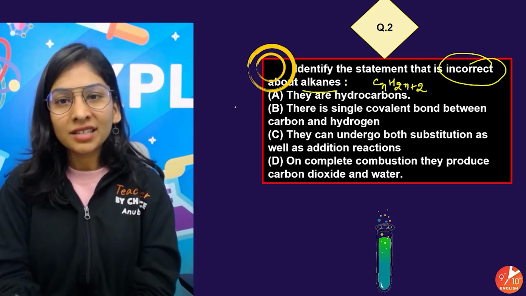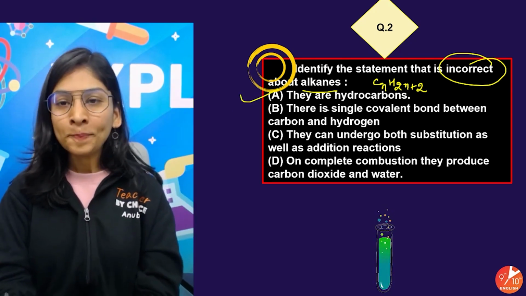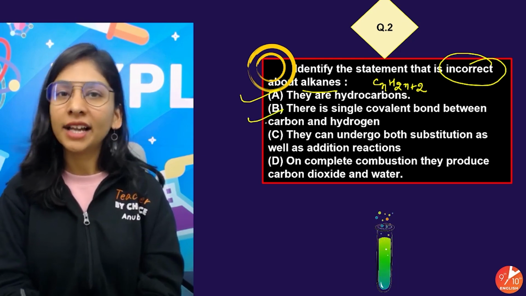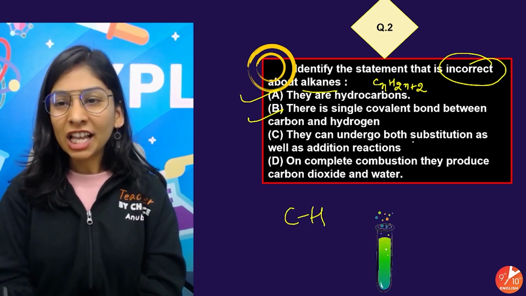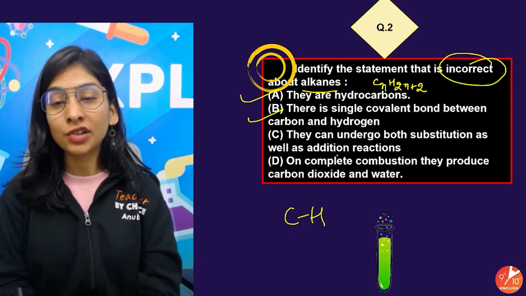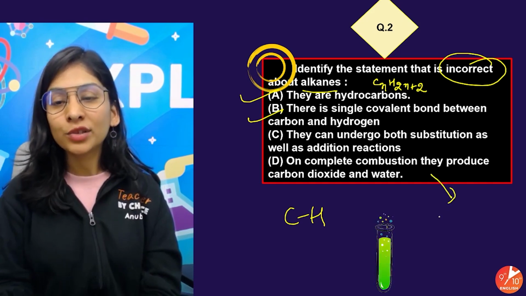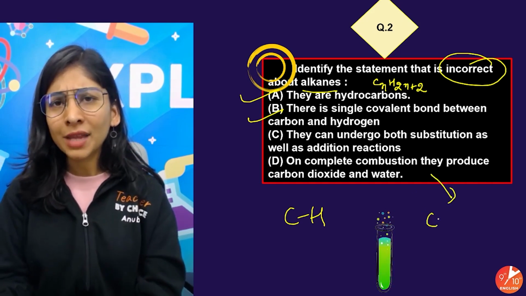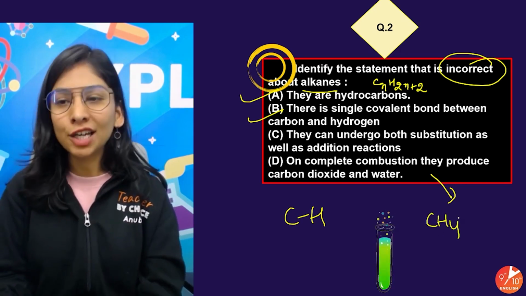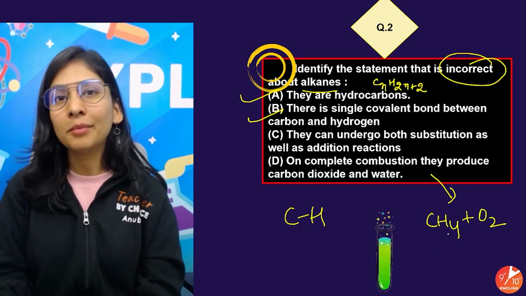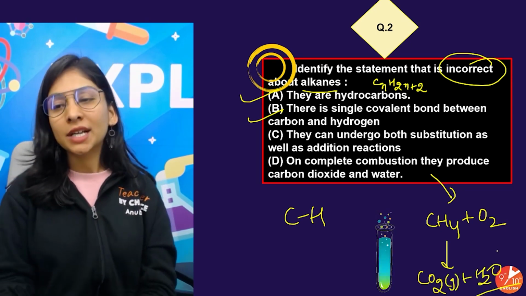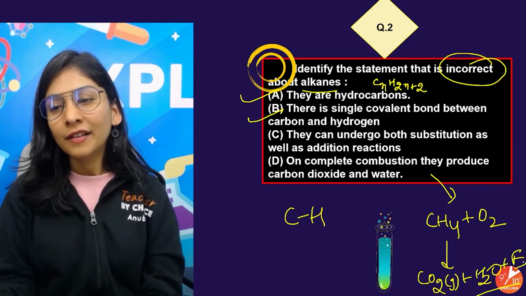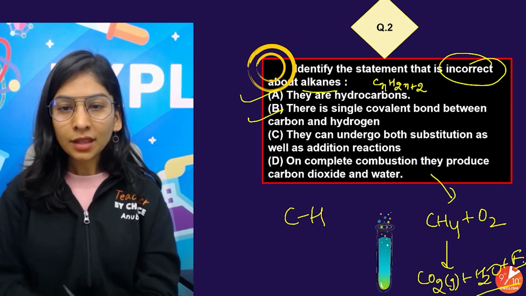So there are hydrocarbons, that's pretty true, made up of carbon and hydrogen. There is single covalent bond between carbon and hydrogen, that's always true. Carbon and hydrogen has a single covalent bond always. They can undergo both substitution as well as addition reaction. On complete combustion, they produce CO2 and water. That's also true. How come? Suppose I'm taking the very simple alkane, that's CH4, and I'm burning my methane in air. What exactly is it going to give you? CO2 gas on complete combustion and H2O, water vapors, and heat energy that's going to be released that we can use as a fuel. Now that's also true.